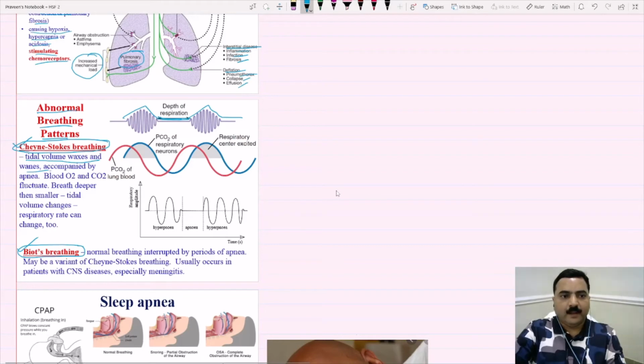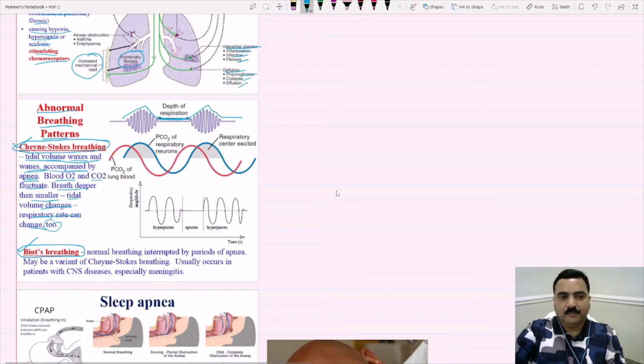Okay, accompanied by apnea. So the tidal volume increases, decreases, and then is accompanied by apnea. So the blood O2 and carbon dioxide fluctuate. So you breathe deeper, then smaller, so the tidal volume changes, and the respiratory rate can change too. Okay, so it will happen.